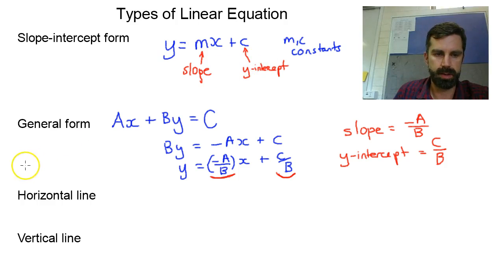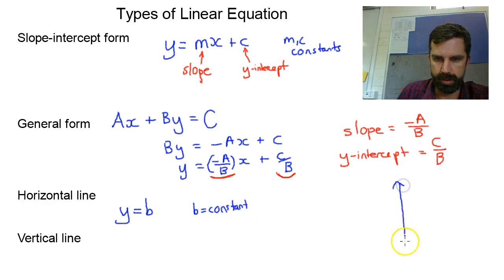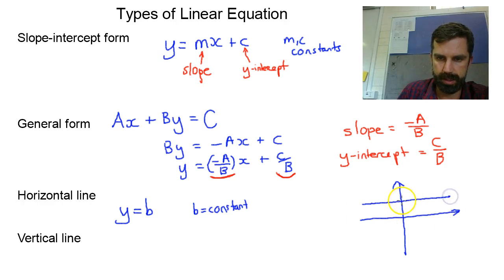The next one that we can look at is the horizontal line. Horizontal lines just have an equation that looks like y equals b, where b is a constant. The reason for that, if we look at an axis, if you look at a horizontal line, let's say whatever this y-intercept here is b, every point on that line is going to have the same y-coordinate, which is b.